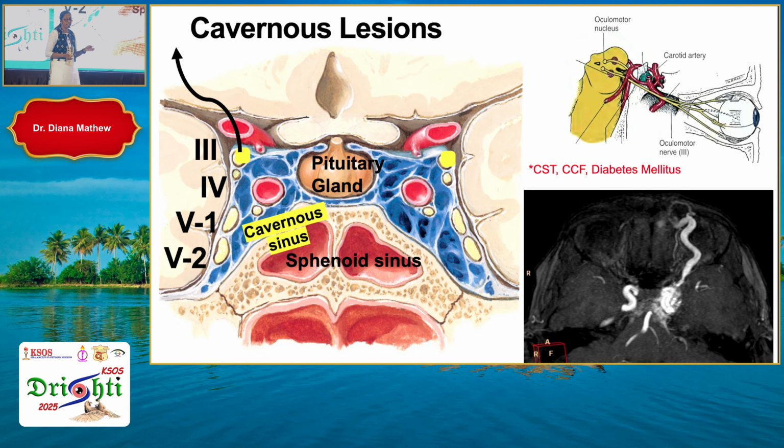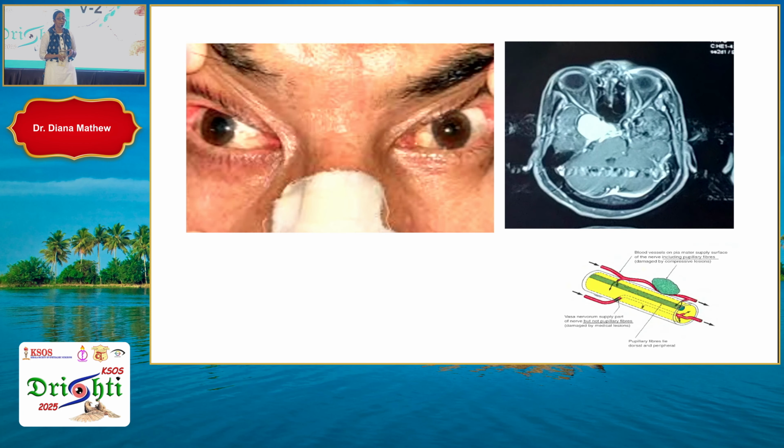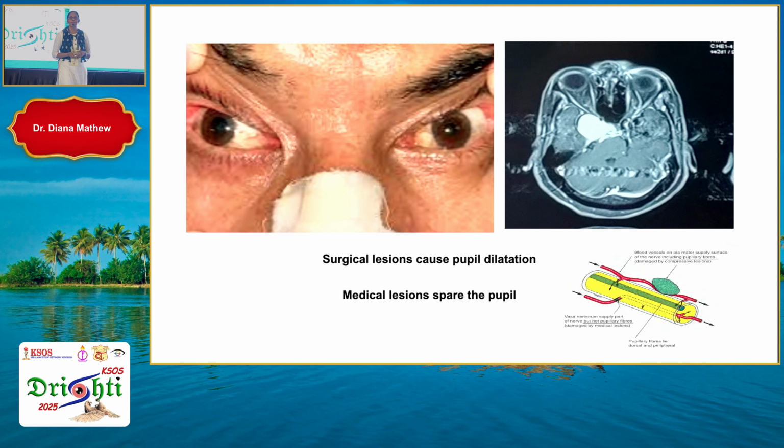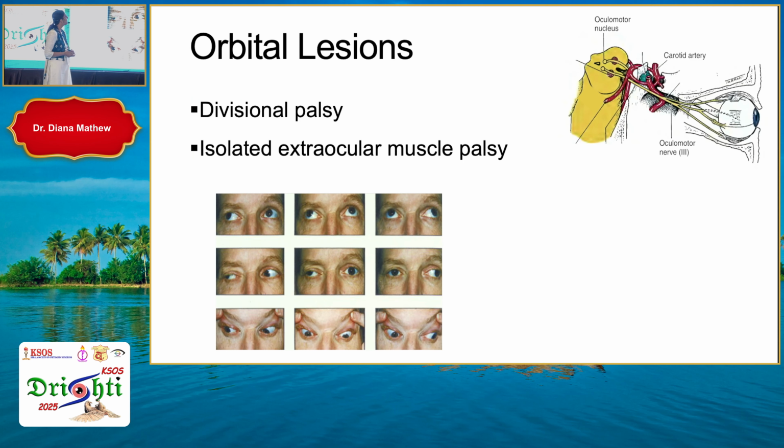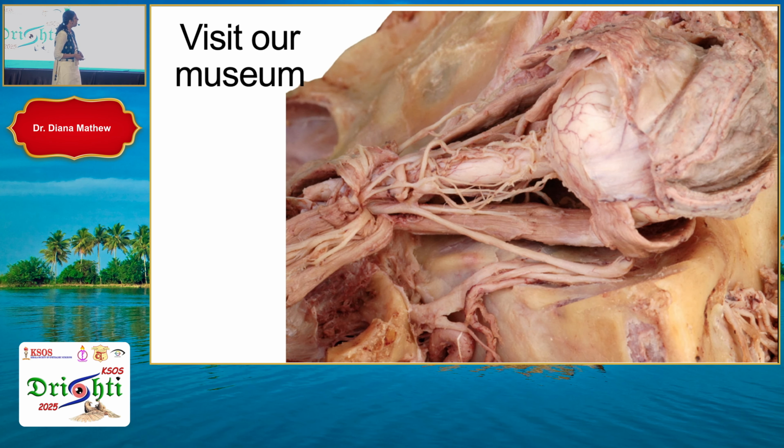Within the cavernous sinus, the lesion will result in third cranial nerve palsy associated with 4th, 5th and 6th cranial nerve involvement. Regarding the pupillomotor fibers, because of its peculiar blood supply, the surgical lesion will cause pupil dilatation, whereas medical lesions spare the pupil. Inside the orbit, the lesion will result in either divisional palsy or isolated muscle palsy. This is our cadaveric specimen preserved in our museum, which you can visit after the class.